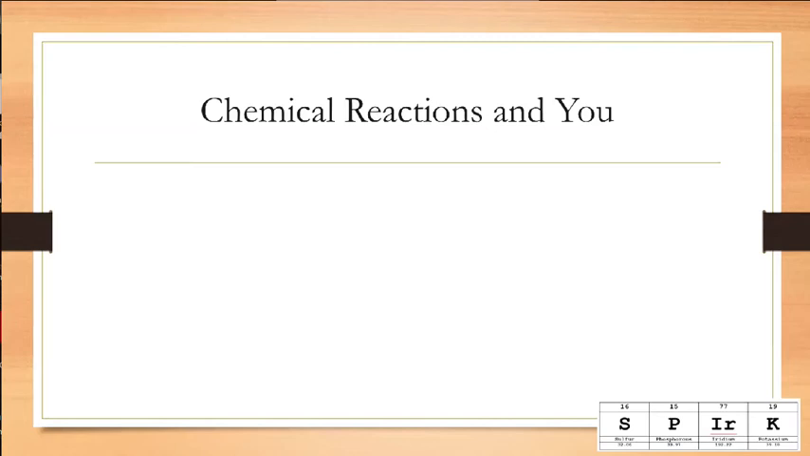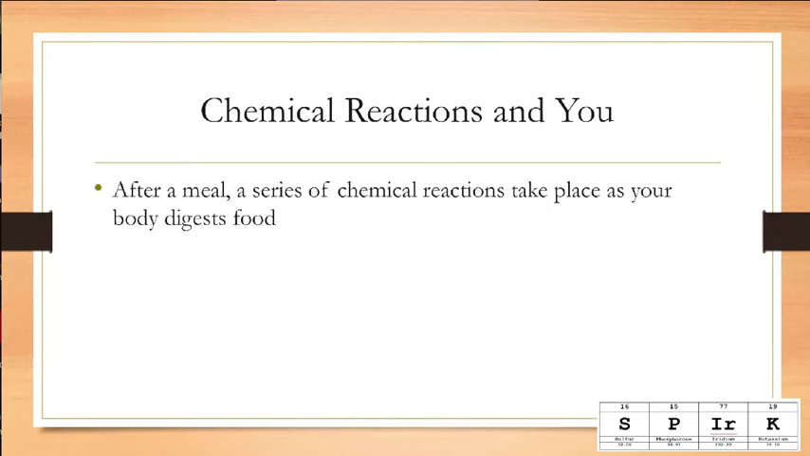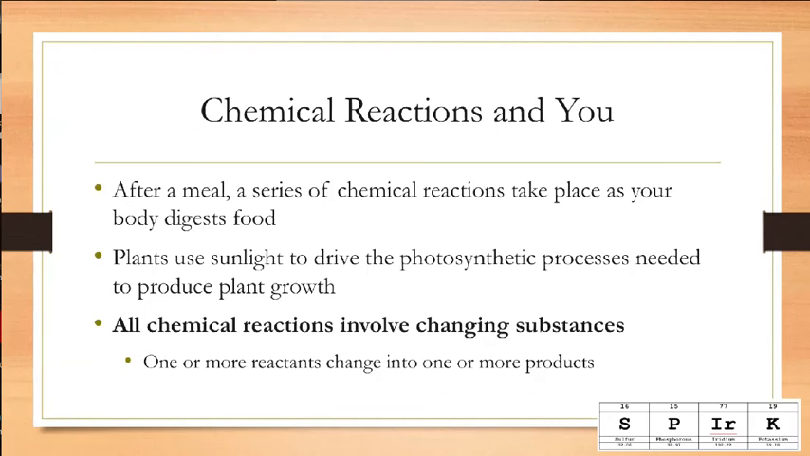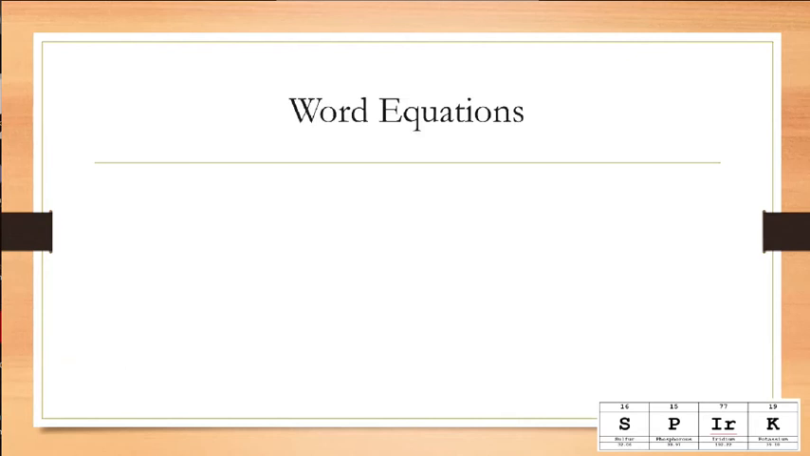So let's first talk about chemical reactions in you. After a meal, a series of chemical reactions take place as your body digests food. Plants use sunlight to drive the photosynthetic process needed to produce plant growth. And all chemical reactions involve changing substances. One or more reactants change into one or more products.